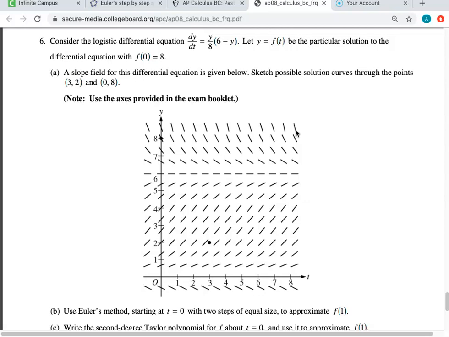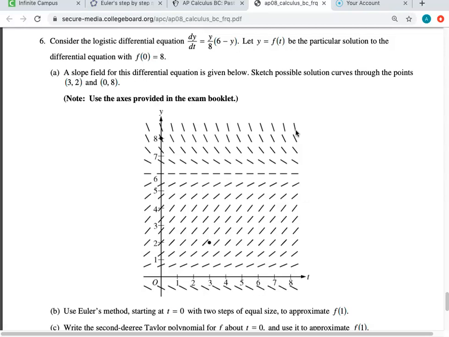A slope field for this differential equation is given below. Sketch possible solution curves through the points (3, 2), they gave you a dot for it right there, and (0, 8), which they gave you a dot for right there. It's not one solution that passes through both dots. It's a solution through this dot and a separate solution through this dot, right? Okay, so two solution curves.